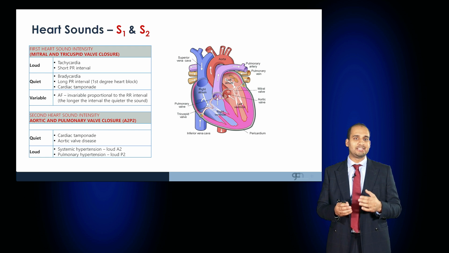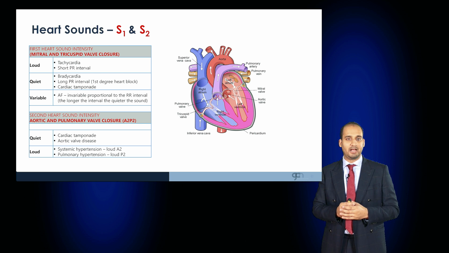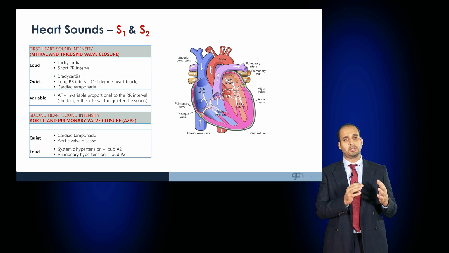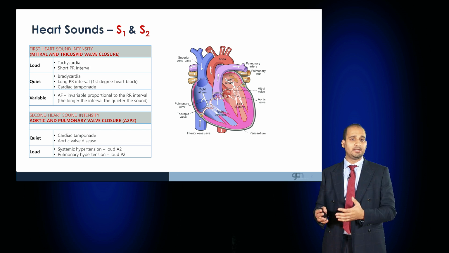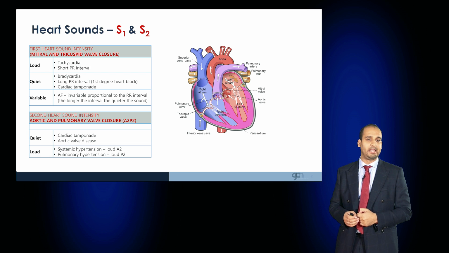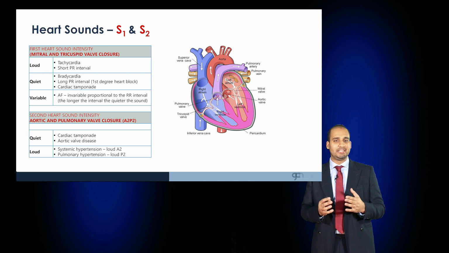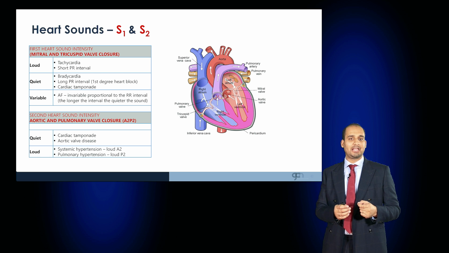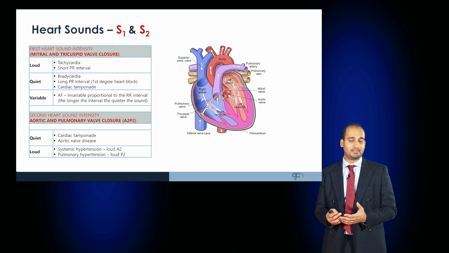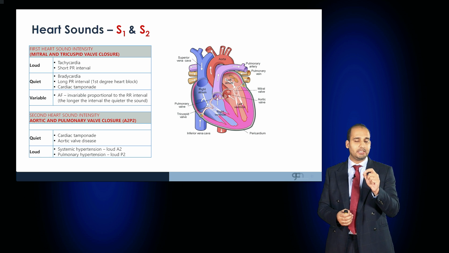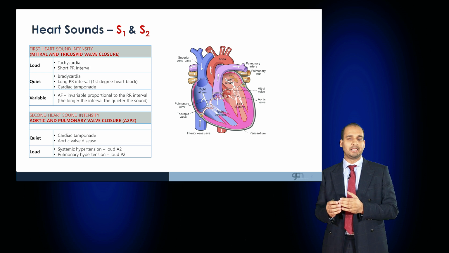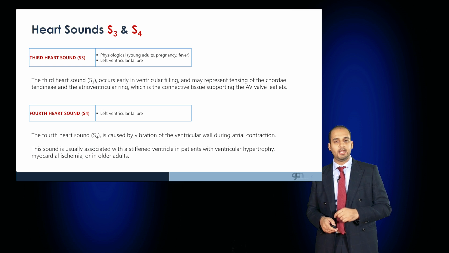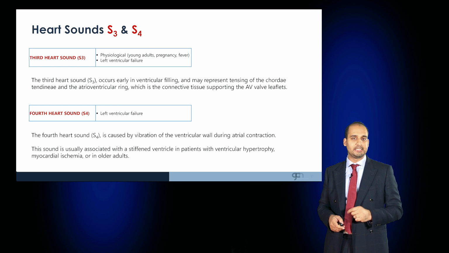Heart sound 1 arises from the closure of the mitral and the tricuspid valve, and heart sound 2 arises from the closure of the aortic and pulmonary valve. S1, the mitral and tricuspid, can be loud in tachycardia, quiet in bradycardia, and variable in atrial fibrillation. The second heart sound is denoted A2P2, and that can be quiet in tamponade or aortic valve disease, but can be loud. Now, the aortic component is usually loud in systemic hypertension, and the pulmonary component is usually loud in pulmonary hypertension. You can also appreciate a third and fourth heart sounds in some patients.